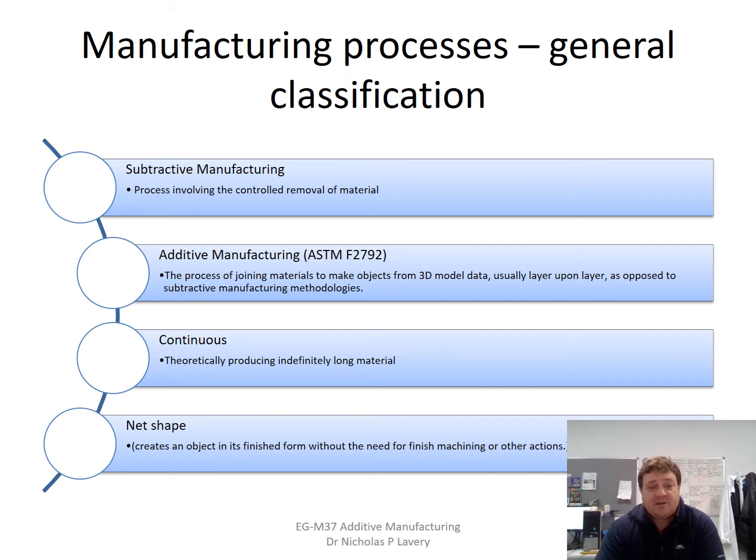Continuous processes are those which fall into the category of theoretically producing indefinitely long material, for example, continuous extrusion. And then net shape processes tend to be batch-based, where we create an object in its finished form without the need for finishing or other actions.